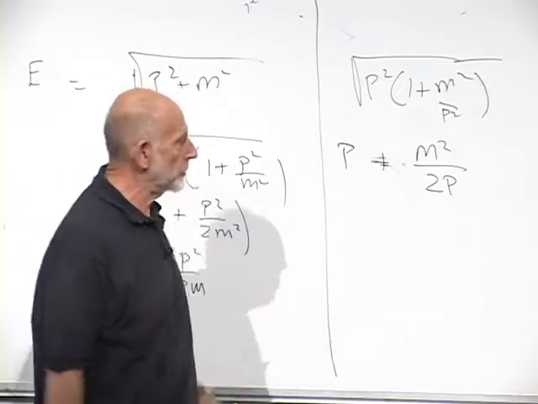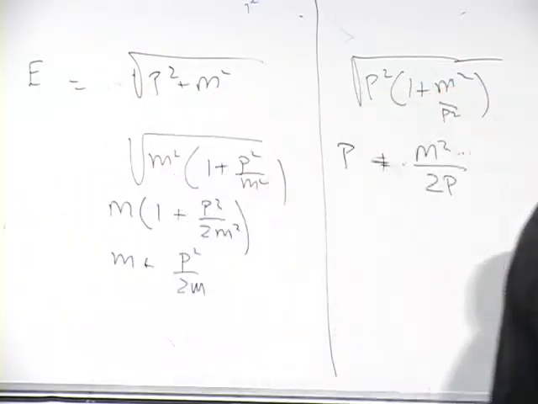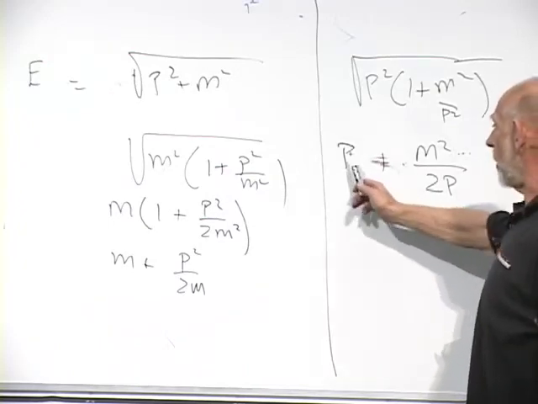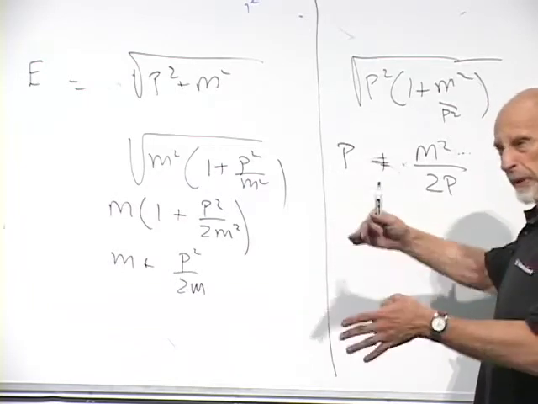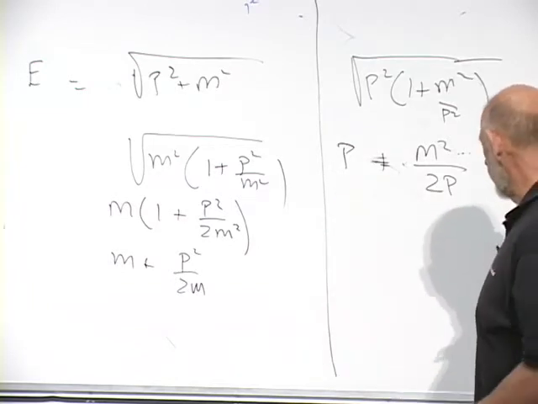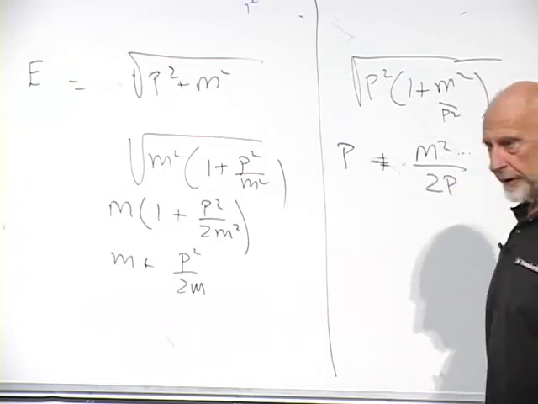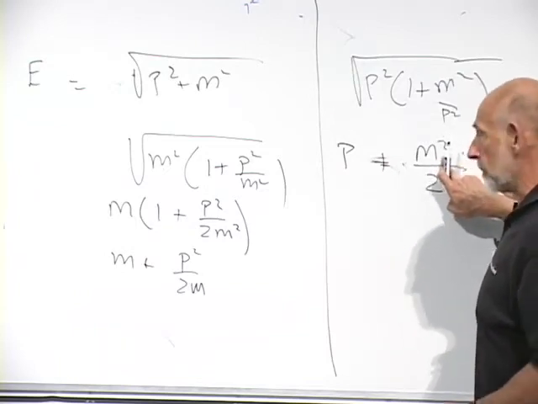There are two other directions of momentum, and we could put them in here. But notice that the energy, apart from this piece, which is just total momentum, which we can drop because it drops out of all interesting things, is proportional to the square of the mass. So in this form, the energy is proportional to the square of the mass.